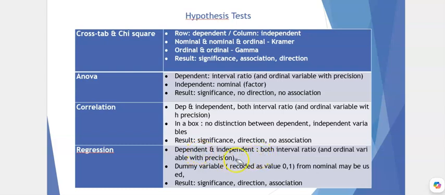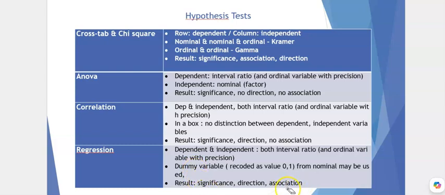So in that case, we can find if they are significantly related, which means that your impulsive shopping increased the purchase amount, and that will be the significance level we will see. And also direction: if one is high and the other is high, that is a positive relationship. If this is high and the other is low, that is a negative relationship.